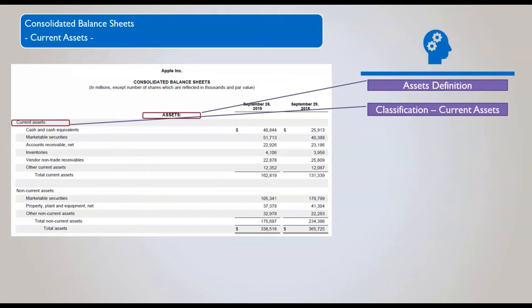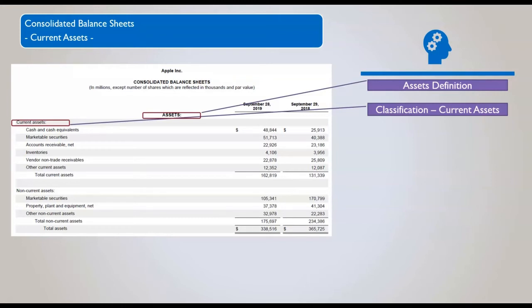Here we can see the classification of current assets. So what is a current asset? Well, an entity should classify an asset as a current asset when A, it expects to realize the asset or intends to sell or consume it in its normal operating cycle, or B, it holds the asset primarily for the purpose of trading, or C, it expects to realize the asset within 12 months after the reporting period, or D, the asset is a cash or a cash equivalent.